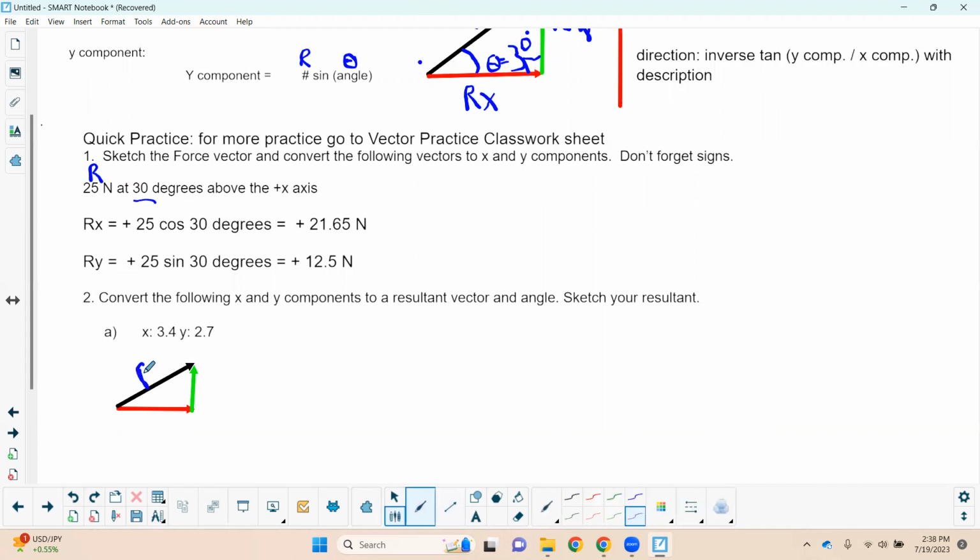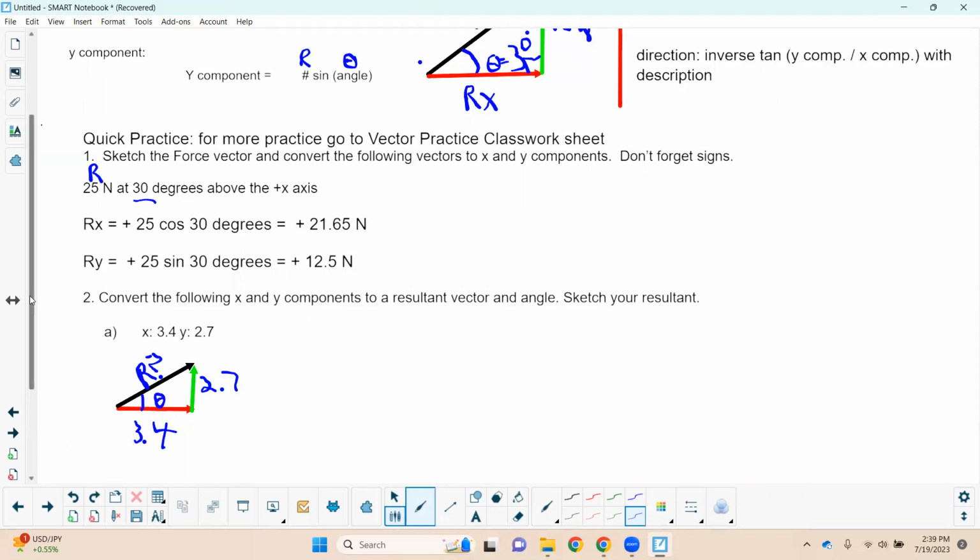We're looking for R. We know this side is 3.4, and the other side here is 2.7. So we're going to solve for how big of a vector we have. That's the question mark. Now we're also going to solve for theta, this angle theta. The first thing we're going to do is solve for R.